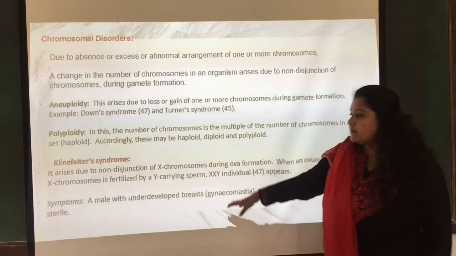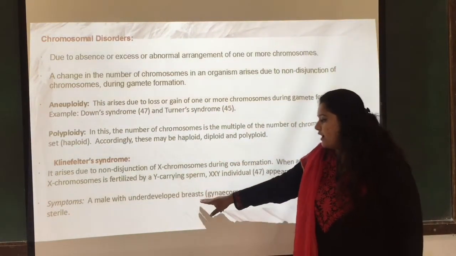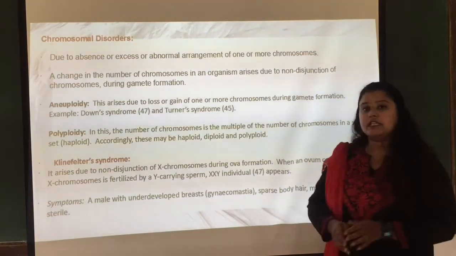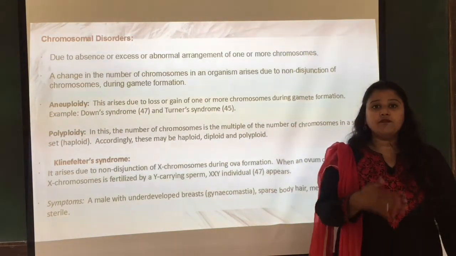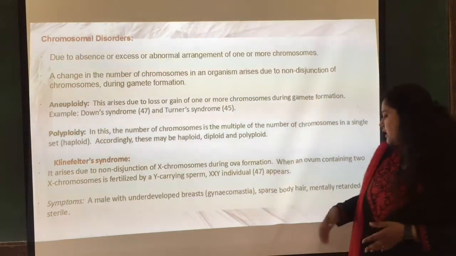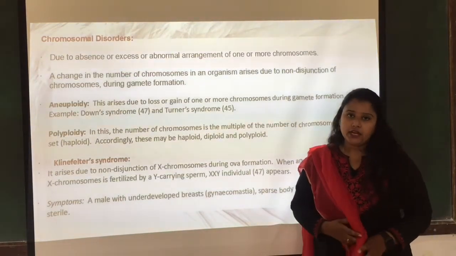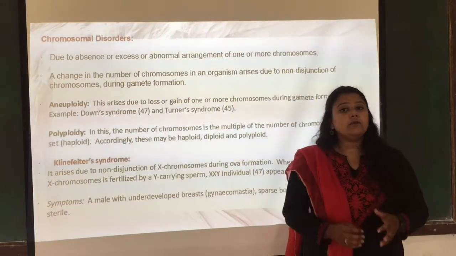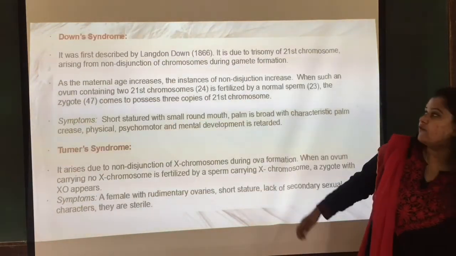Right? The symptoms of this type of syndrome are a male with underdeveloped breast. That means in the male the breast development is taking place but it is underdeveloped. Sparse body hair, that means they have hairs on their body. Mentally retarded and sterile. They are mentally retarded, that means their mental condition is not proper, and they are sterile. That means they are not able to reproduce. So this is the first type of syndrome.